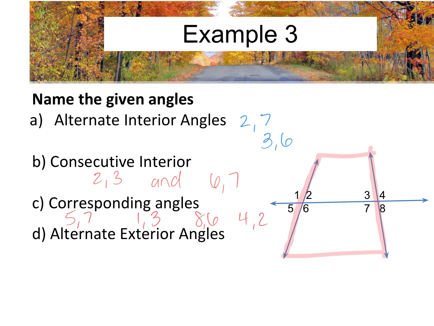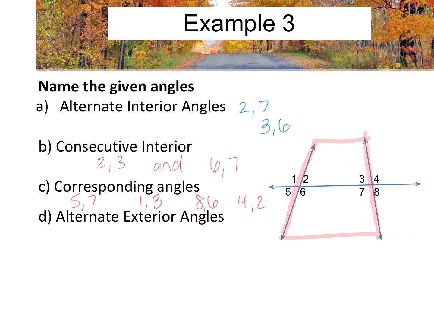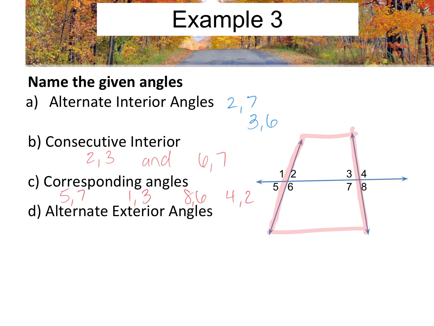Alexis? You want to do D? Okay, what are the alternate exterior? Angle 1 and 8. Excellent. And angle 5 and 4. Perfect.